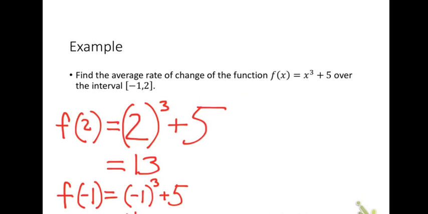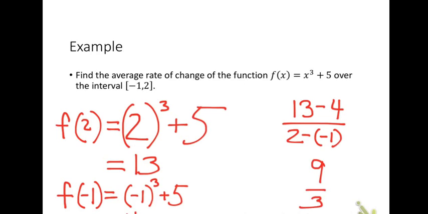Now, all we have to do is find the change in y and the change in x. So 13 minus 4 is positive 9, or we go up 9 units from 4 to 13. 2 minus negative 1 is positive 3, or in other words, we go 3 units up from negative 1 to positive 2. Therefore, the change in y, 9, divided by the change in x, 3, gives us the average rate of change, which is 3.